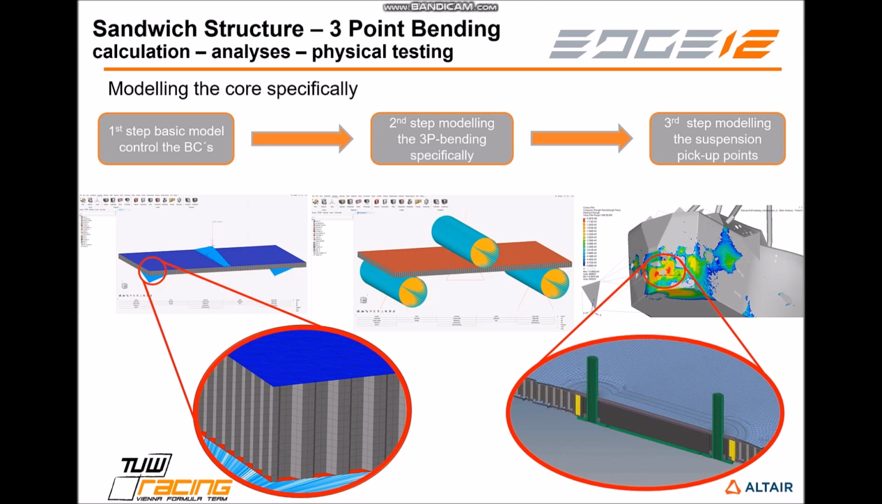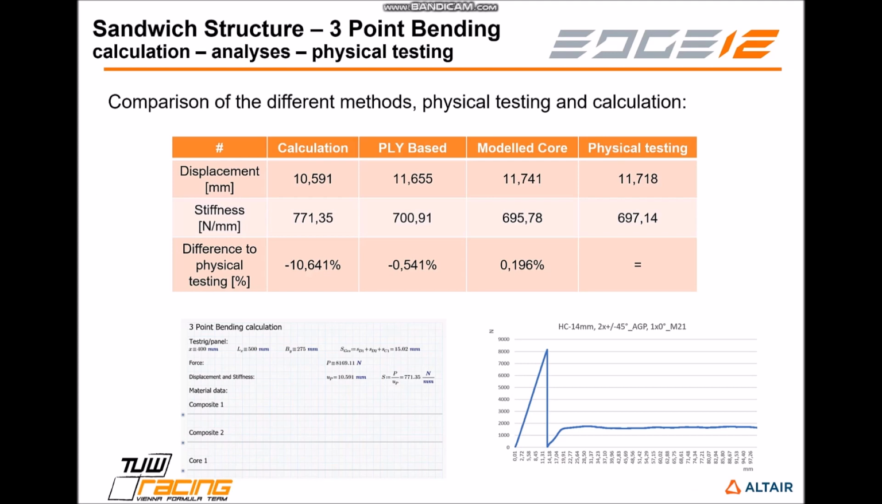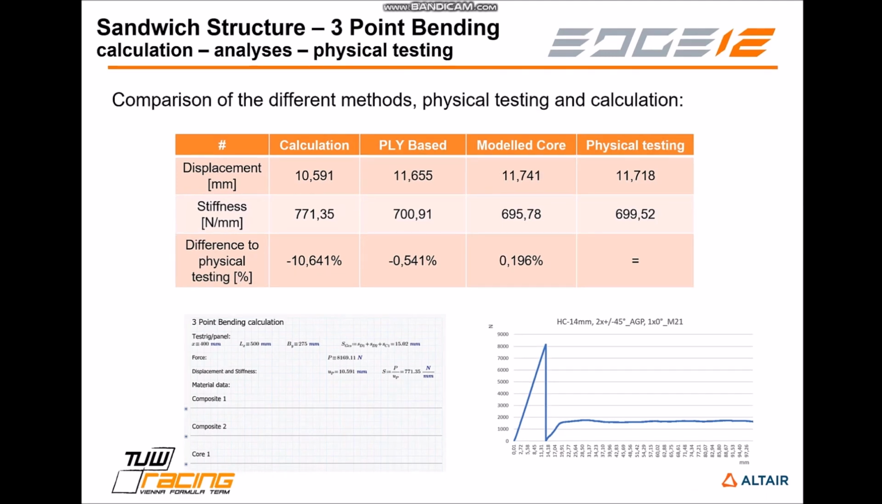And here, as you can see, we start with basic boundary conditions, and then we move to a more detailed simulation where the testing rig is modeled as well. And with this data, we can then model and simulate the suspension pickup points as well. Last but not least, a comparison of different methods: the calculation and ply-based simulations are a bit stiffer than the physical test, but you can see a good correlation between the ply-based simulation and physical test already, and we could further improve the correlation between the modeled core and physical testing.